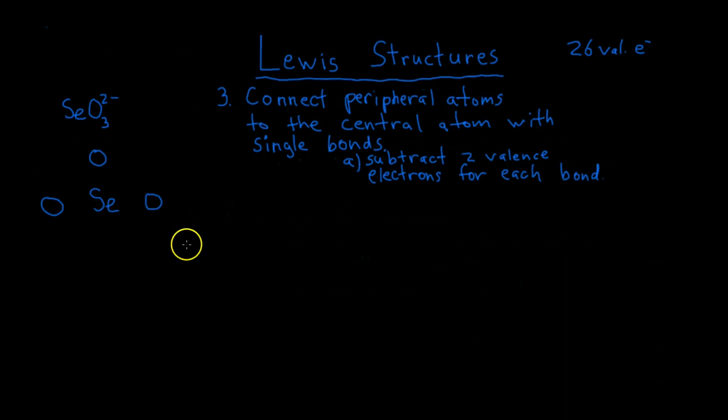When you do that, you're going to subtract 2 valence electrons from the total that we counted originally for each of the bonds. So I'll just draw a straight line, more or less straight. Each line is 2 electrons: 2, 4, 6. Subtract them. We have 20 left.